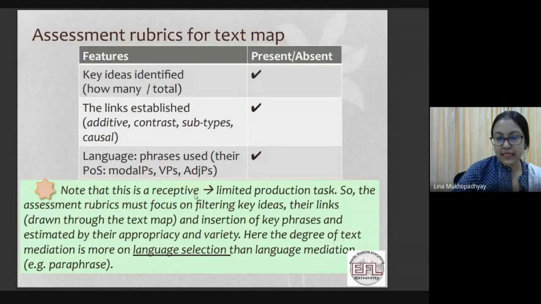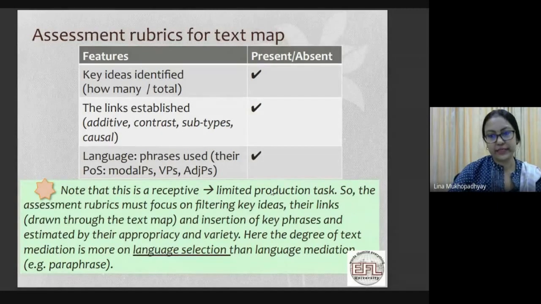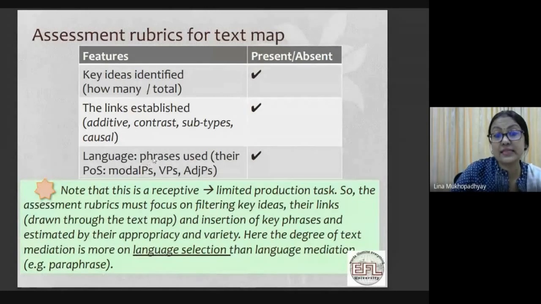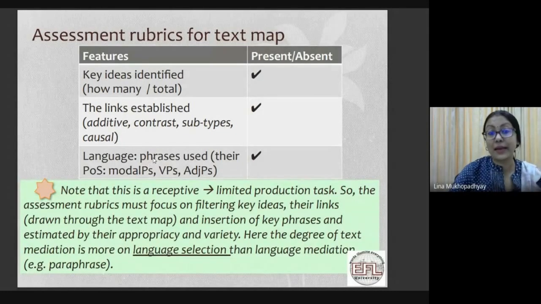So note that this is a receptive skill going on to a limited production task. The answers will differ, but they will not entirely differ because they have to rotate around the key ideas and the links that have been established. Where you will find a lot of difficulty in gauging their level is the kind of phrases that they have used. So you could check for their grammaticality and the variety, the spread of part of speech phrases that they have used. So the assessment rubrics must focus on filtering key ideas, the links drawn through the text map, and insertion of key phrases, estimated by their appropriacy and variety.